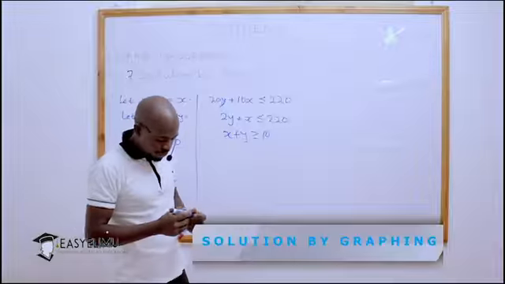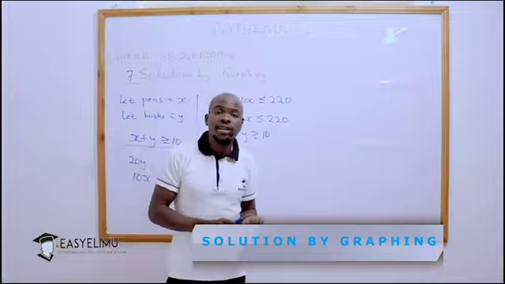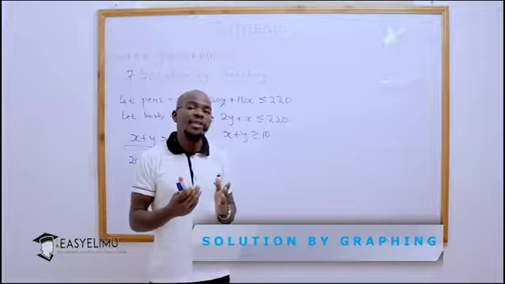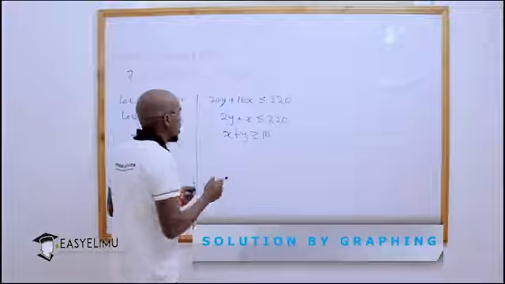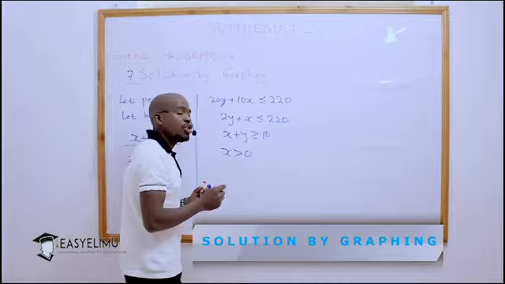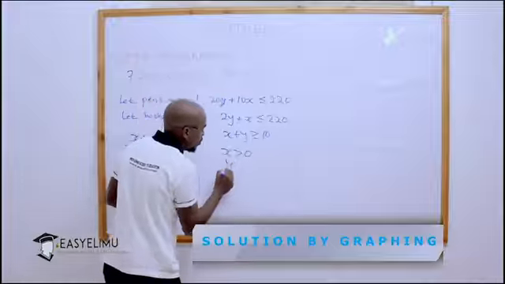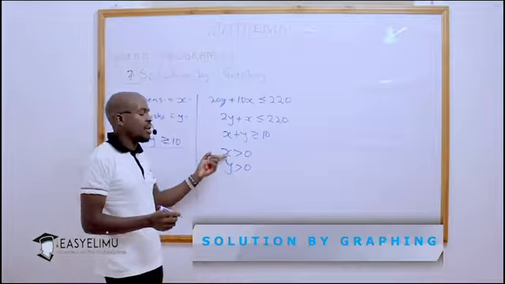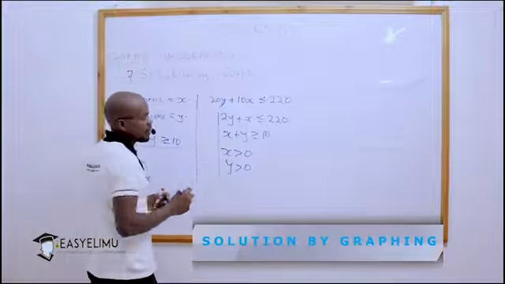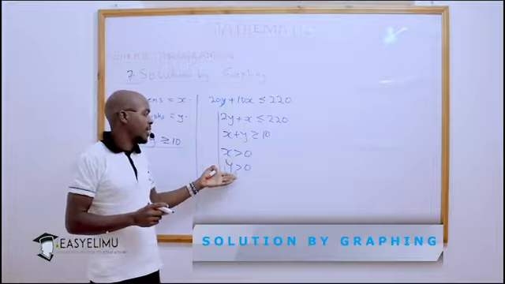But from the description, we can comfortably say that if you go to purchase an item, it means you will at least purchase an item. So the number of books purchased will be greater than 0, meaning you will at least purchase something. The same applies to the number of pens purchased. So we have 4 kinds of inequalities: the first, the second, the third and the fourth.